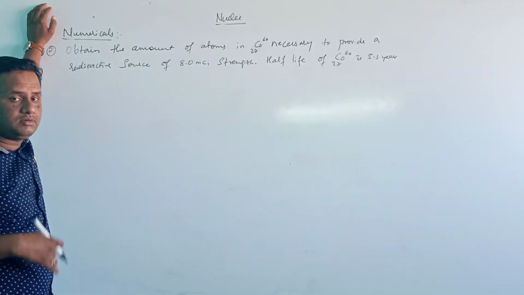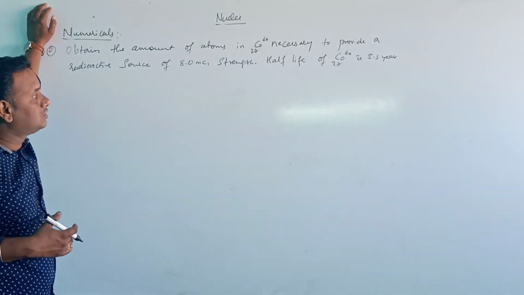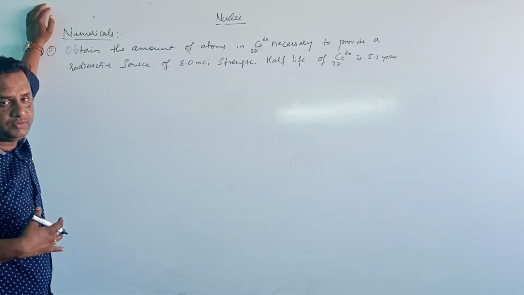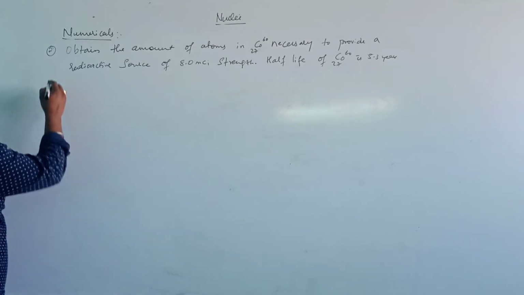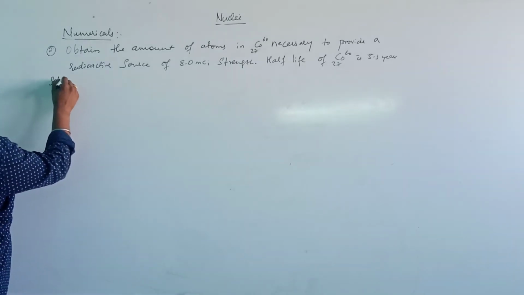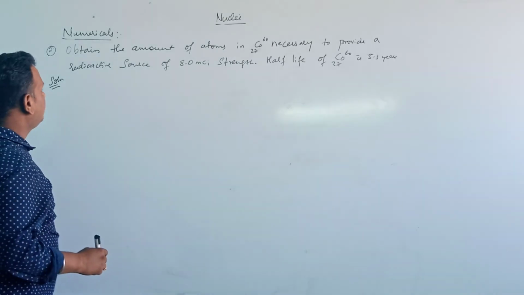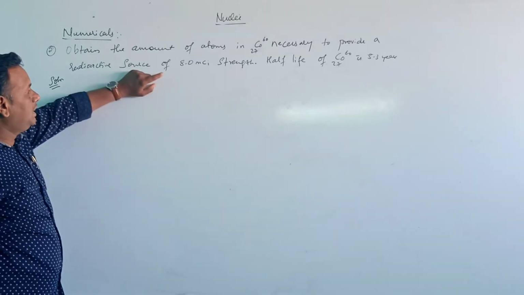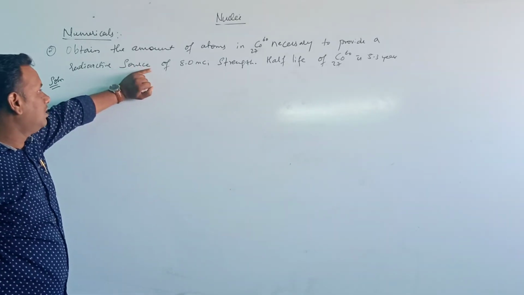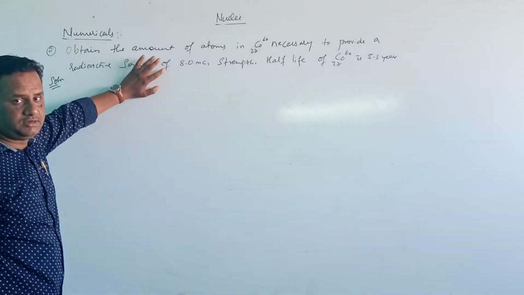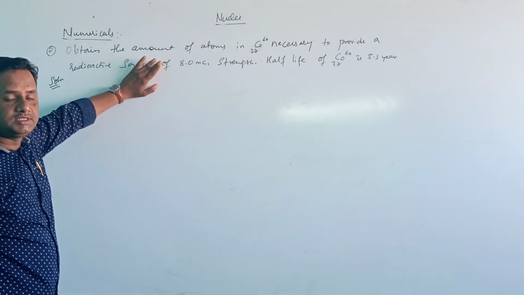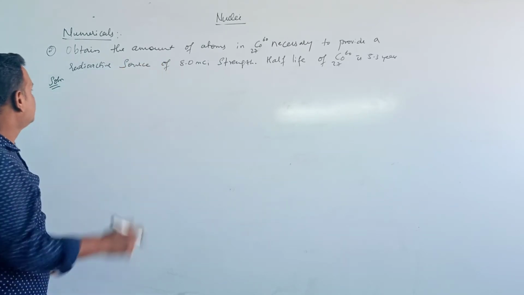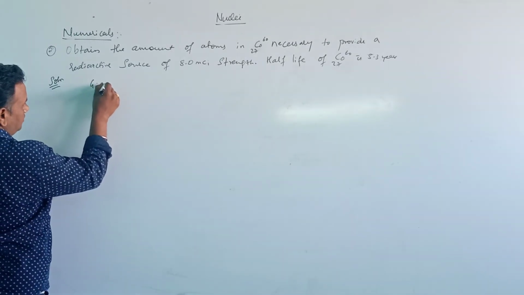Here we have to find out the amount of atoms. Amount of atoms is the mass of the cobalt 60, 27 that you have to find out. First we will write the given data. He has given the activity rate also. 8.0 millicurie is the activity rate of disintegration.